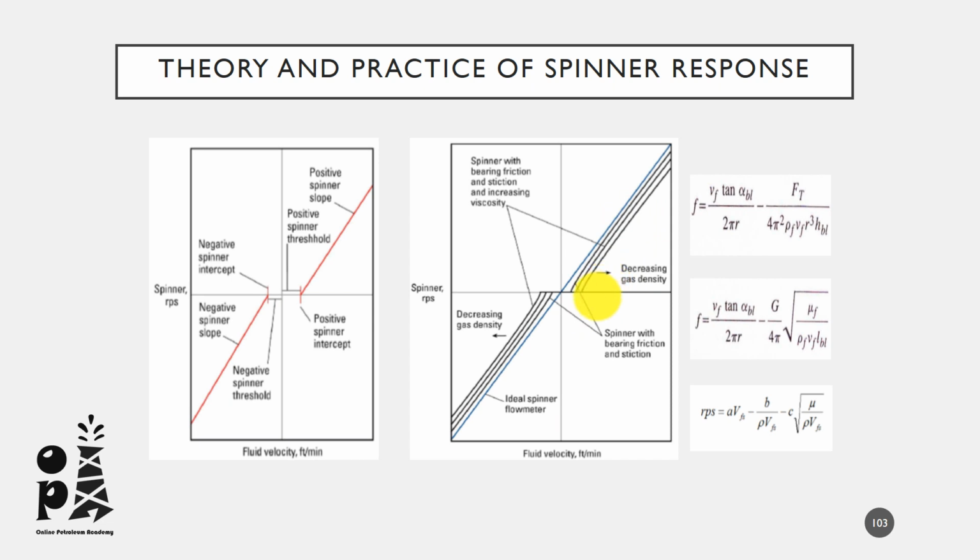At higher flow rates, these effects reduce the spinner response. However, this response is nearly linear with fluid velocity, with about the same slope as in the ideal case. So in the real case, the combined effect of the spinner friction and the fluid viscosity appears as shown in this nonlinear equation. And the nonlinearity appears most often at low fluid velocities. However, at high fluid velocities, the response is nearly linear with about the same slope as the ideal case.